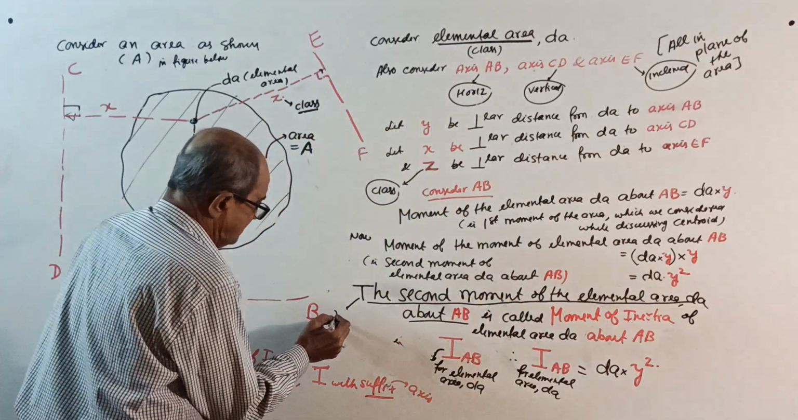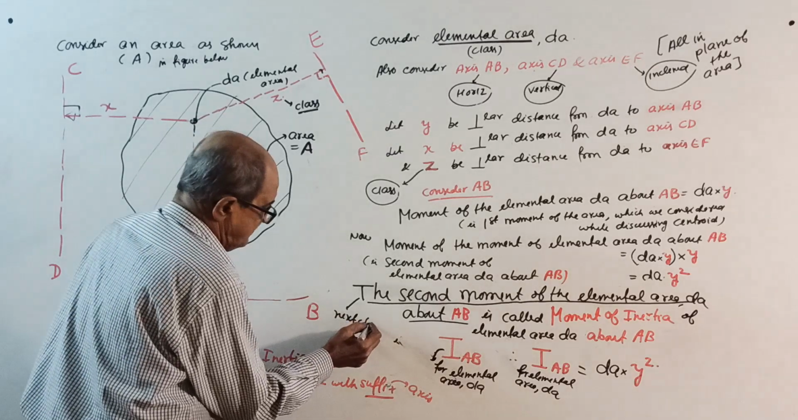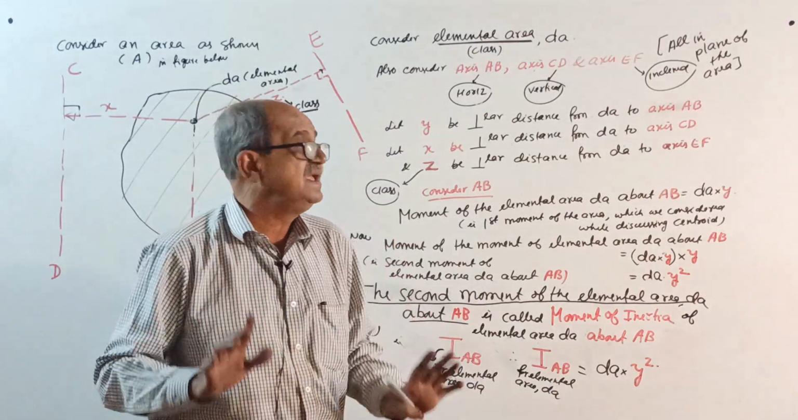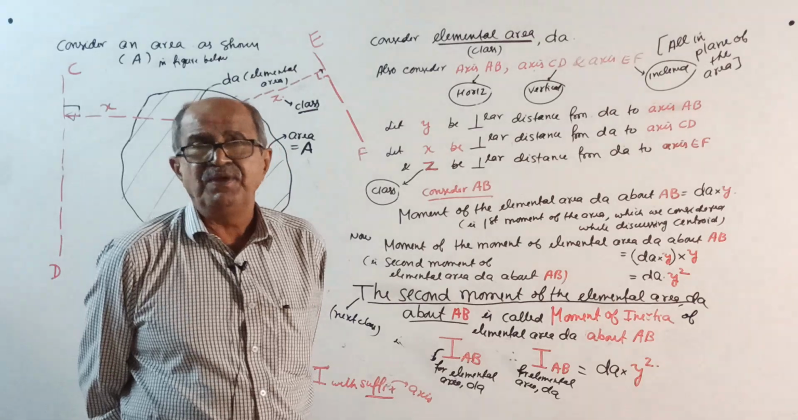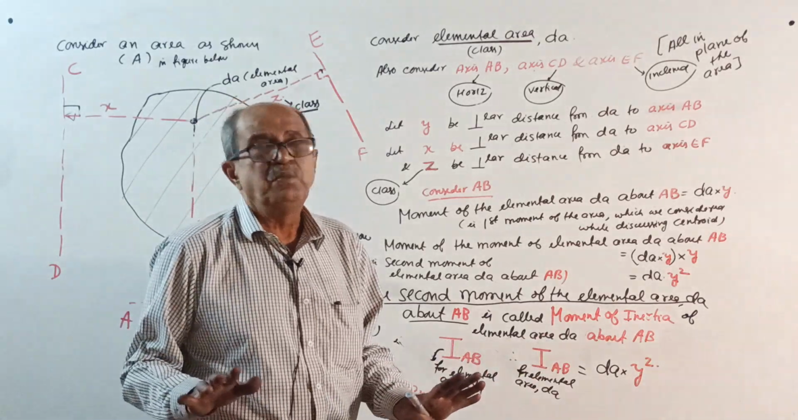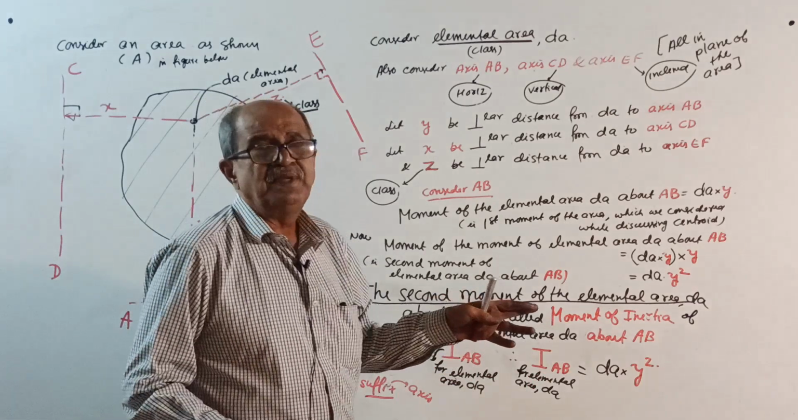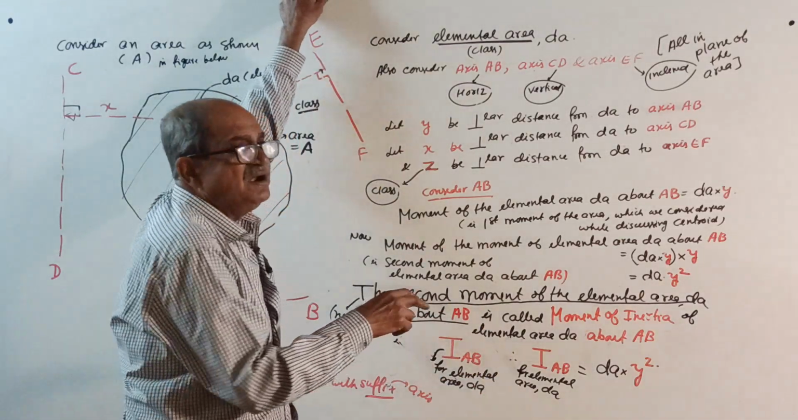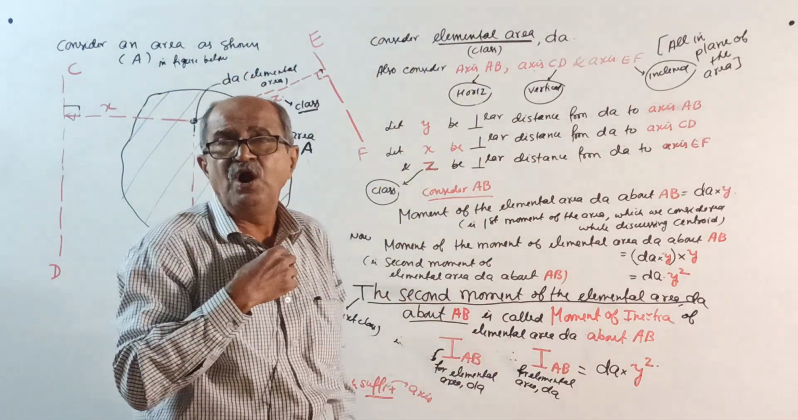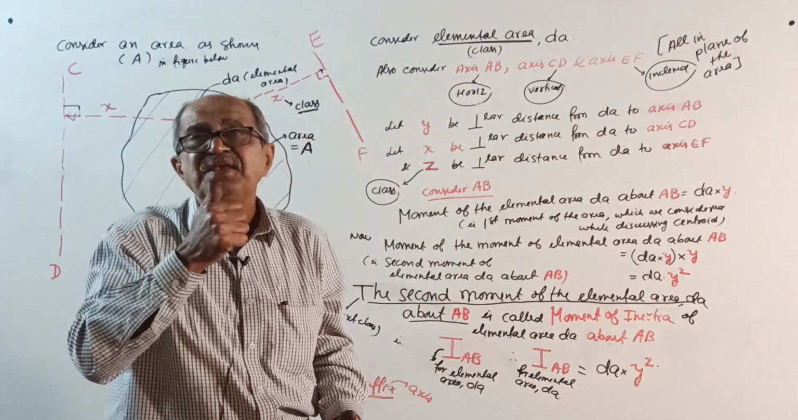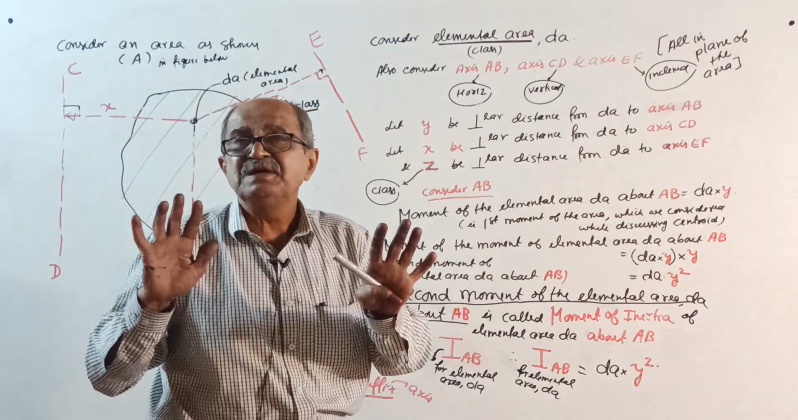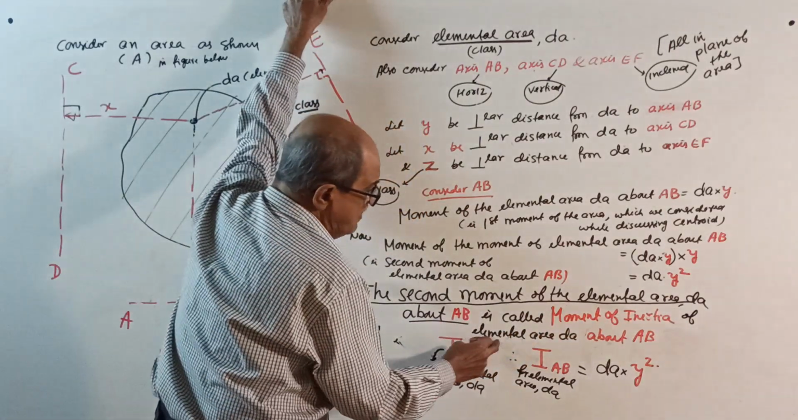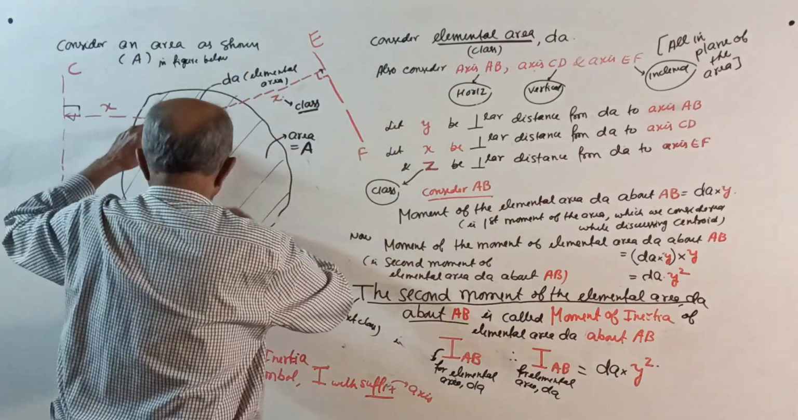The detailed systematic explanation of the technical meaning, why it is called moment of inertia, is for the next class. Today, in the books they will write that the second moment of the area is also called the moment of inertia. Same way, the second moment of the area, as I already told, is called moment of inertia. Why it is called so comes in the systematic class tomorrow. It is called moment of inertia of elemental area dA about the AB axis.